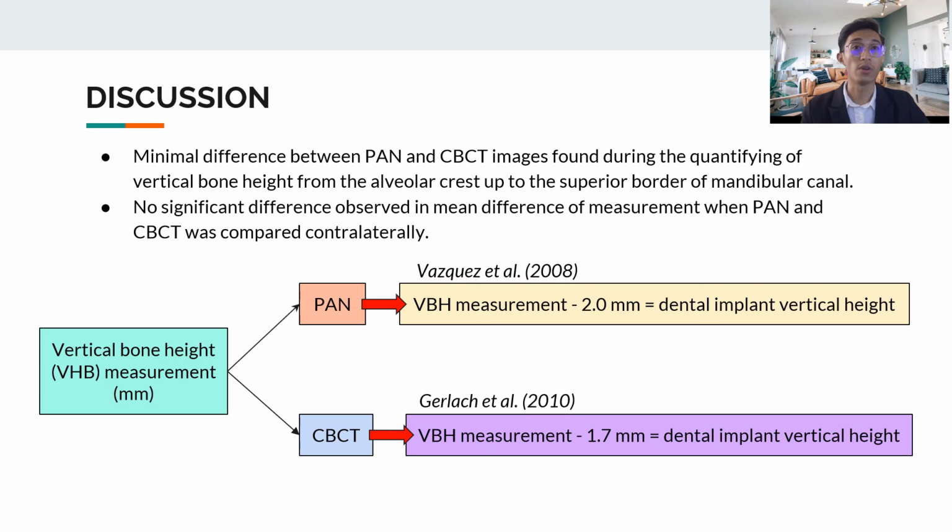Correlating those studies to ours, when surgeons obtain the vertical bone height measurement from the alveolar crest to the superior border of the mandibular canal, the measurement should be deducted by 2 mm in panoramic radiographs and 1.7 mm in CBCT to avoid any injury to the nerve.